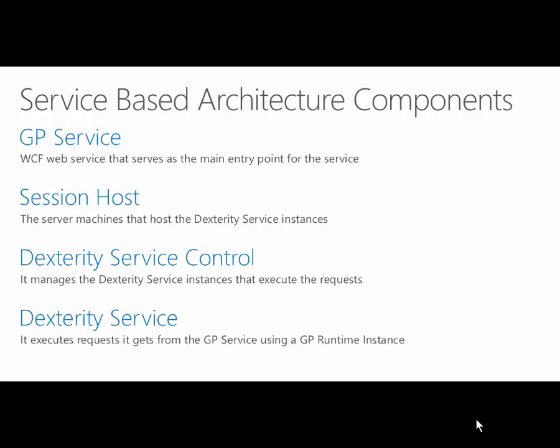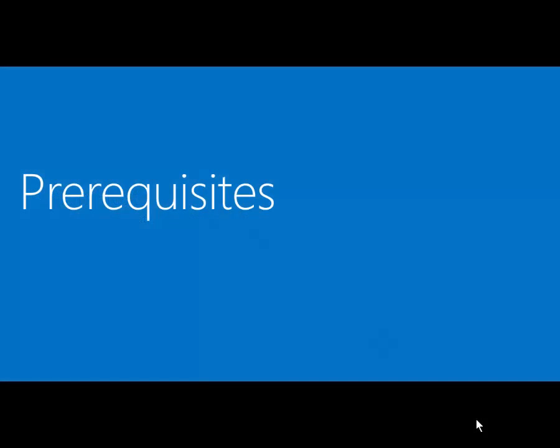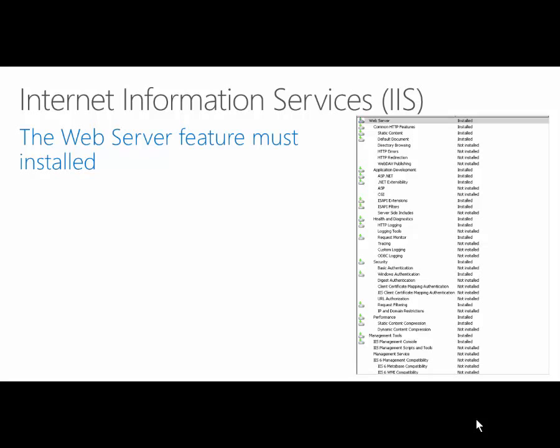So let's look at our prerequisites for the install. Now, the first one's going to be Internet Information Services. This feature, the web server feature, is going to be required if we deploy the web management console, which you would obviously want to install. So for that reason, it's listed as a prerequisite.